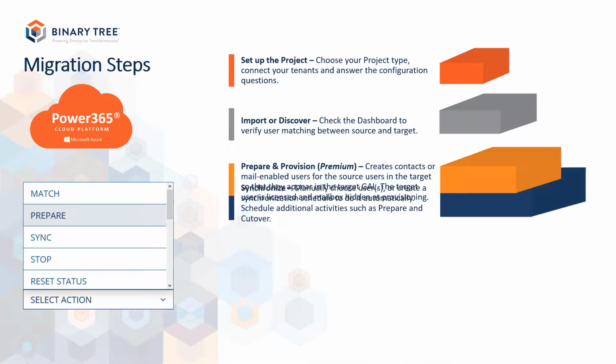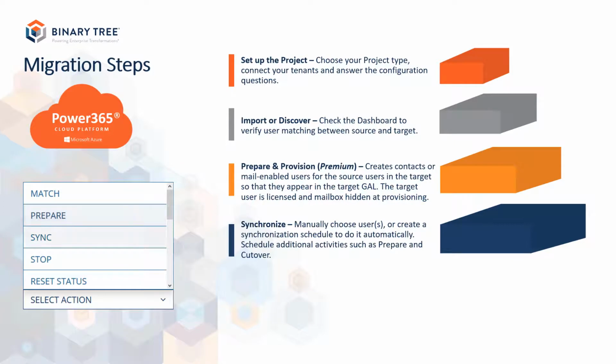Next, you need to copy the data. This is triggered by the sync action. With Power 365, there is no limit to the number of synchronization passes you can make, nor are there any data caps that require you to purchase additional licenses. This can be done manually, but we recommend setting a synchronization schedule. Also available for scheduling is the prepare task for integration projects and the cutover task for all project types.